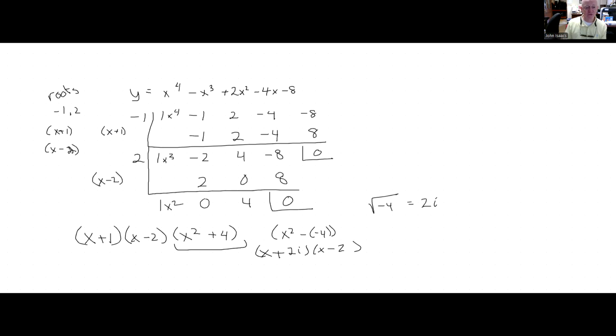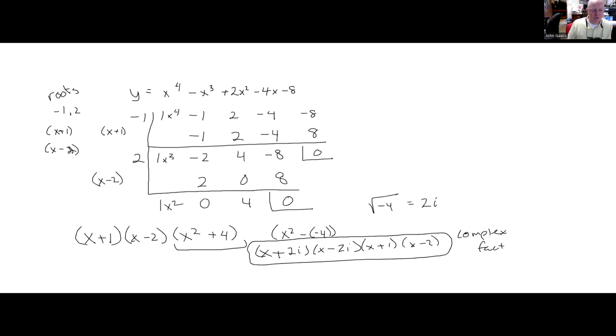So if we wanted this fully factored, we would still have the x plus 1 and the x minus 2. And we would have this fully factored in the world of imaginary numbers or complex numbers. This is complex factoring, complex factors. And our first answer over here would be real factors.